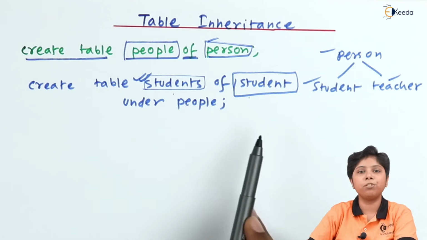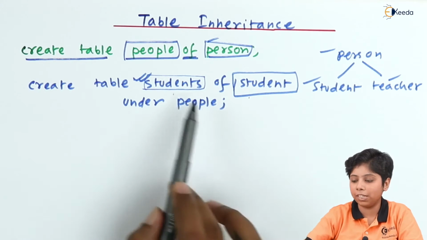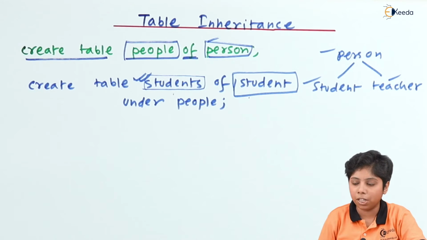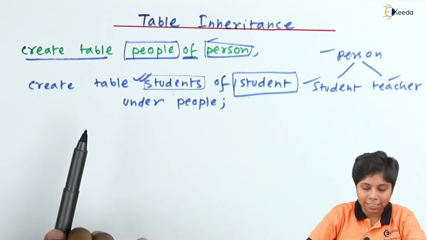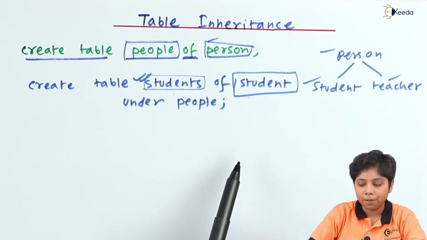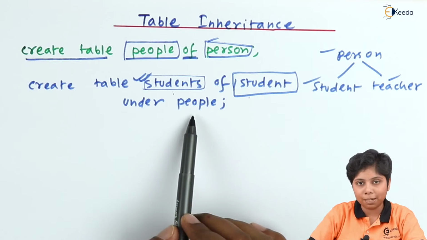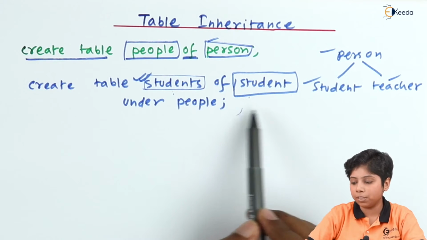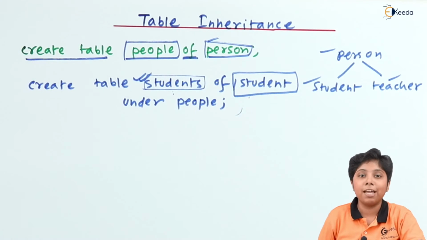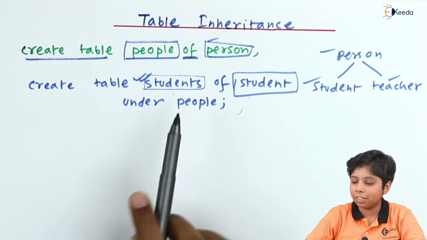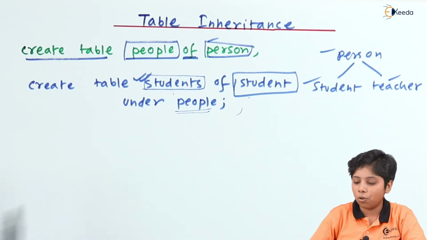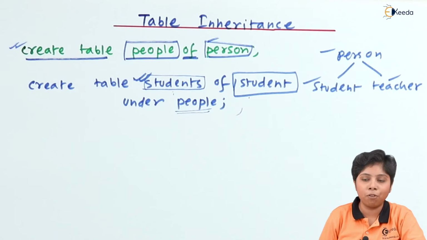Under people, we do not need to write of person because we have already created people of person. So keep this syntax in mind very carefully: students is the table name being created with the student type, and under it we need to mention a table name which is made of another type. We could not just use people of person without creating it. It will give us an error because under people, people is not created or not present in the database. So SQL cannot find anything above if we do not use create table people of person.